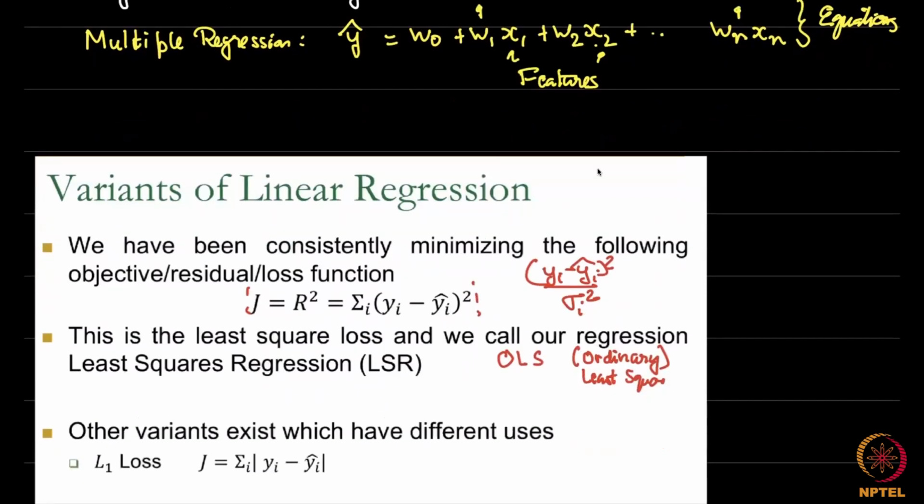But we have other variants. Each of them has its own uses. So for example, we can change J itself. So one change is, notice this is called an L2 loss, because this power here is 2. We can also do this, which is just summation of absolute yi minus y hat i. Now, why should we add squares? We can also add absolute values. This, of course, is not differentiable. So that is, we can minimize the sum of the individual losses, and we will see what kind of utilization it has.